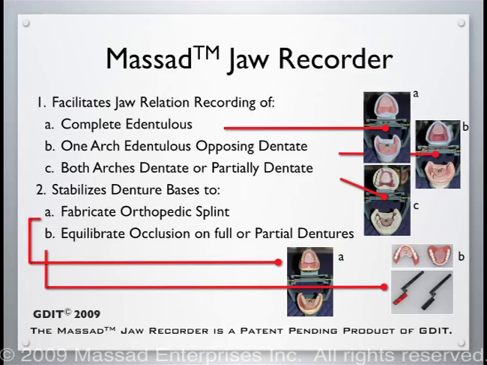This is a device that facilitates jaw recordings for the complete edentulous patient, or a combination edentulous arch opposing a dentate arch, or both arches being dentate or partially dentate. This device also stabilizes denture bases when utilized to fabricate occlusal splints and when equilibrating new, complete, or partial denture prostheses.